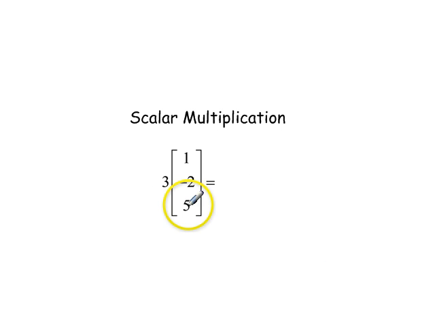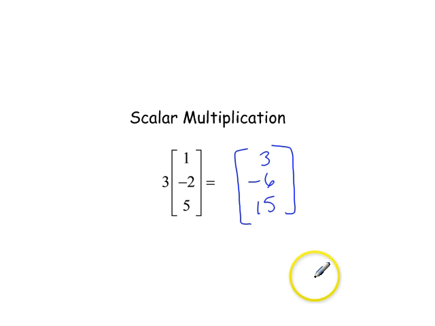When we multiply a matrix times a single digit out in front, this is called scalar multiplication. And what we do is we multiply the 3 times every piece of the matrix. So 3 times 1 is 3, 3 times -2 is -6, and 3 times 5 is 15. This is called scalar multiplication, and this number out in front is the scalar.